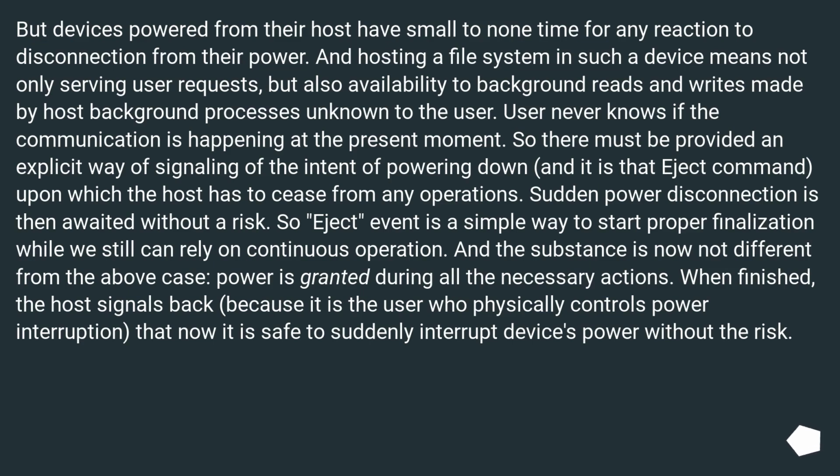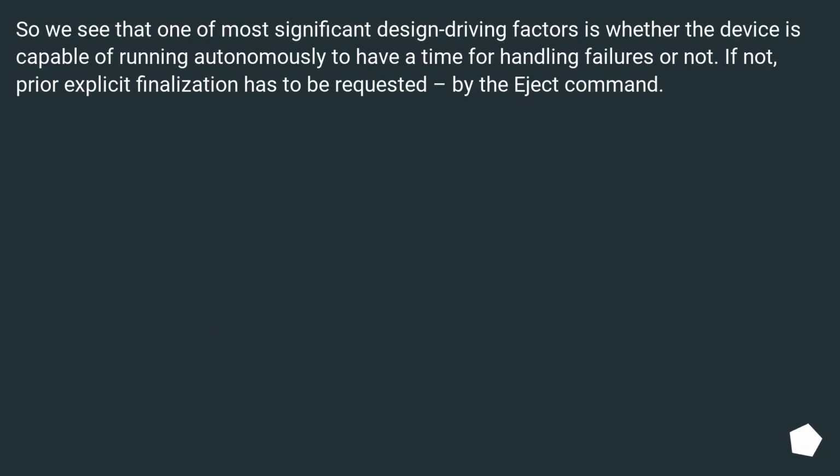So the eject event is a simple way to start proper finalization while we still can rely on continuous operation. And the substance is now not different from the above case, power is granted during all the necessary actions. When finished, the host signals back, because it is the user who physically controls power interruption, that now it is safe to suddenly interrupt the device's power without the risk. So we see that one of the most significant design driving factors is whether the device is capable of running autonomously to have time for handling failures or not. If not, prior explicit finalization has to be requested by the eject command.